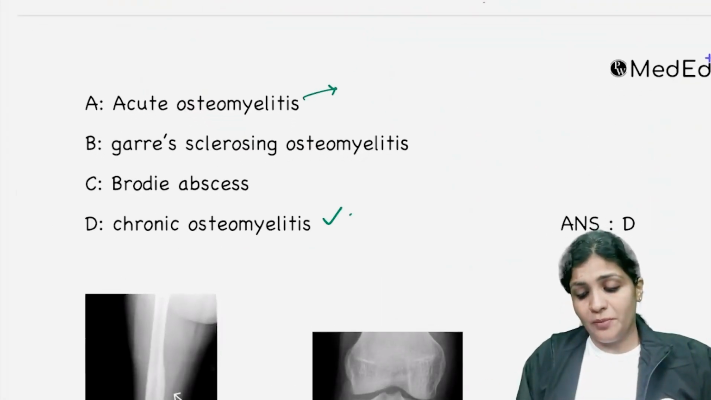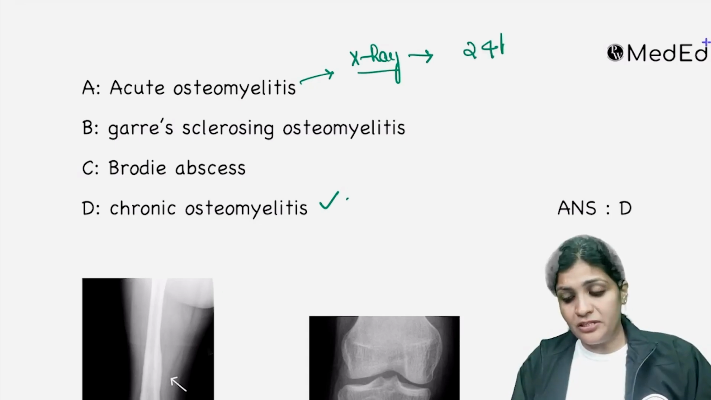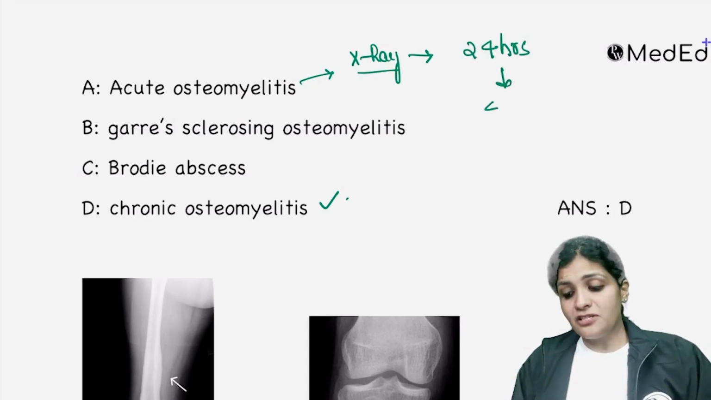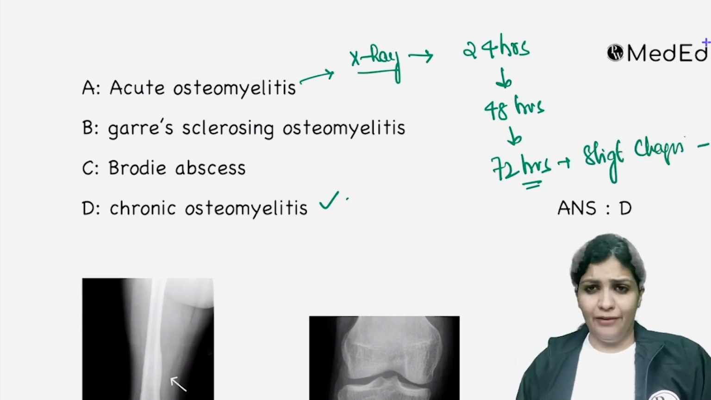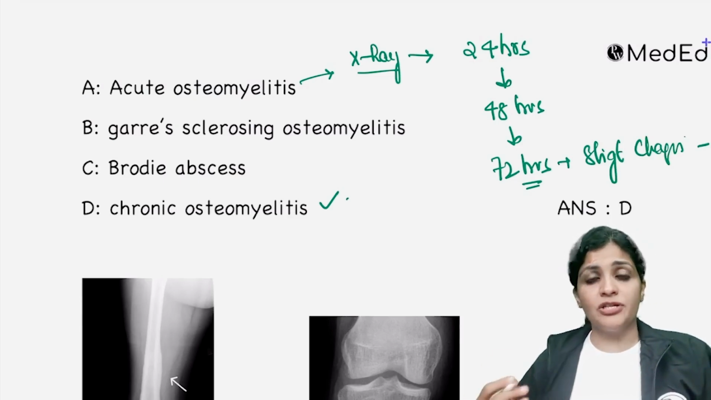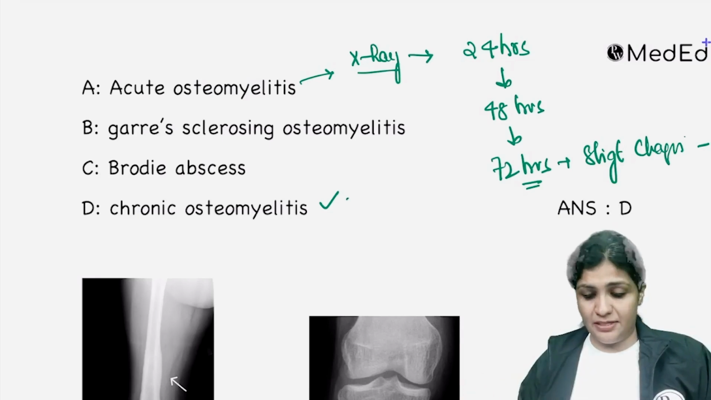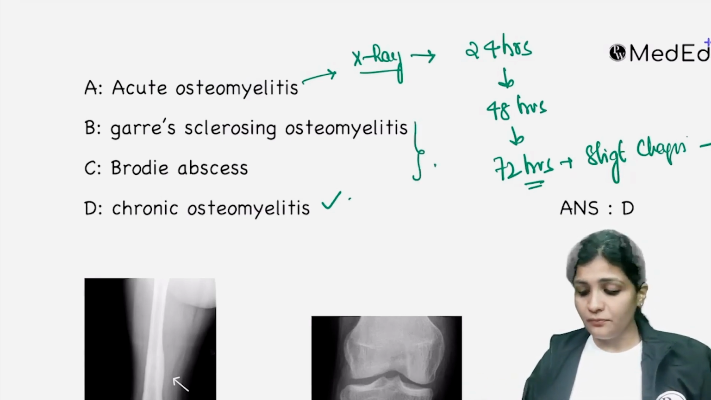Then what are the acute osteomyelitis X-ray features? Do you see anything on the X-ray with acute osteomyelitis? Usually in acute osteomyelitis, in the first 24 hours nothing is seen. In the next 48 hours also nothing is seen, and slight changes can be seen in 72 hours. Not very relevant. So in acute osteomyelitis, nothing can be seen, right? What is Garre's sclerosing osteomyelitis or Brodie's abscess? What are these two? So I have told you that, so what is actually osteomyelitis?